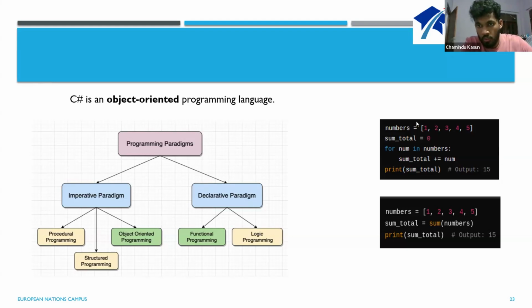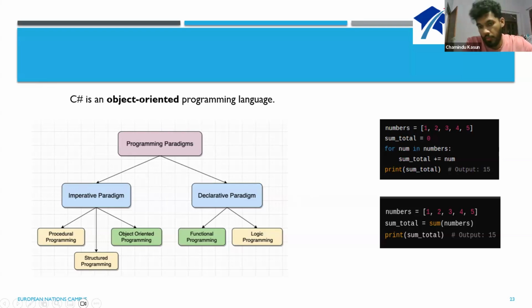In this loop, first we get the number 1, then add it to the total variable. The initial value is 0, then it will be 1. Then it goes to the second value, that is 2, and adds it to the total. Then the total will be 3, 1 plus 2 is 3. Then 3, 4, 5 likewise, and it gives us the output. So we are telling how we should do it. That is imperative programming.